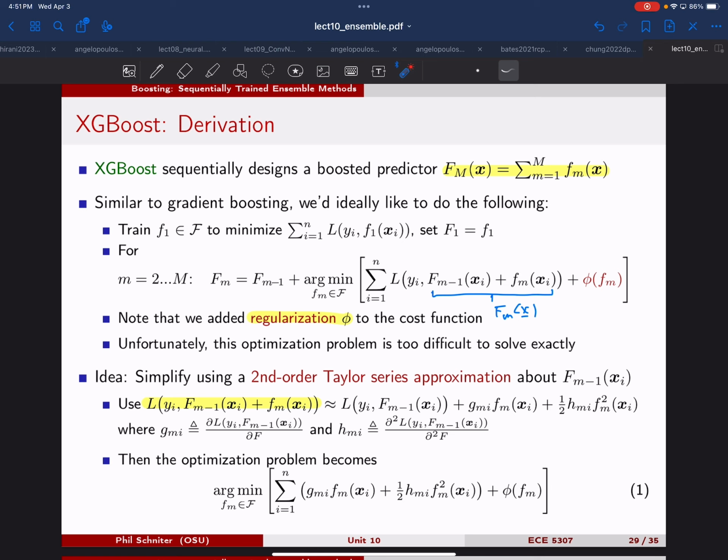Okay, so now let's replace this loss with the Taylor series approximation. Since we're designing little fm, we don't have to worry about this term because it does not depend on little fm. We only have to worry about these terms. So here is the new optimization problem. We've taken this, replaced it with this, and we still have the regularization here. So this is how we want to design FM. We want to minimize this thing here.